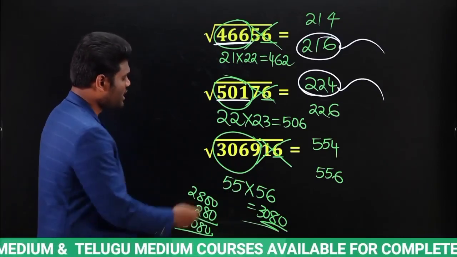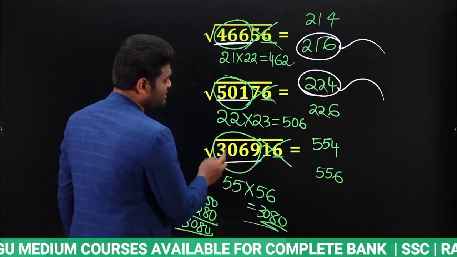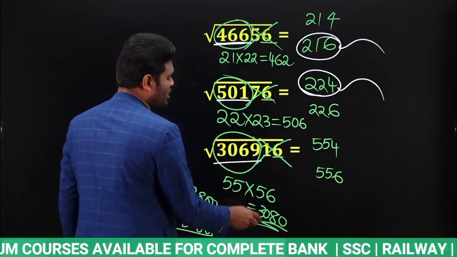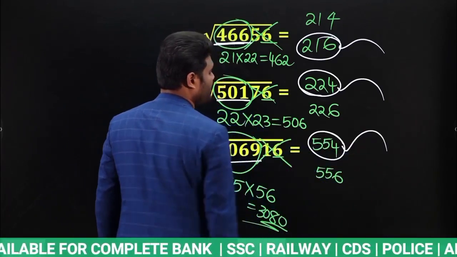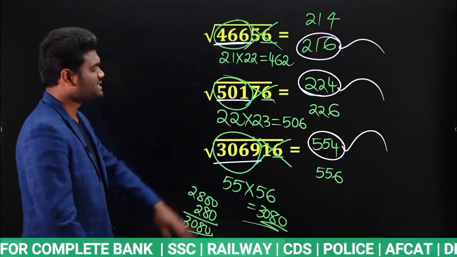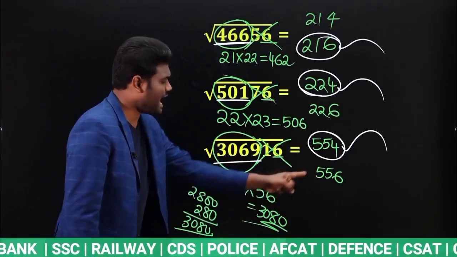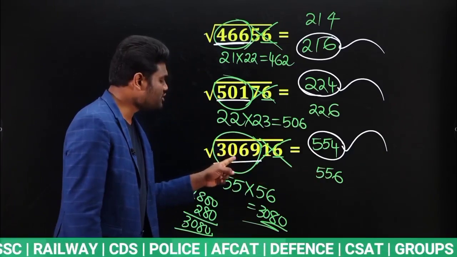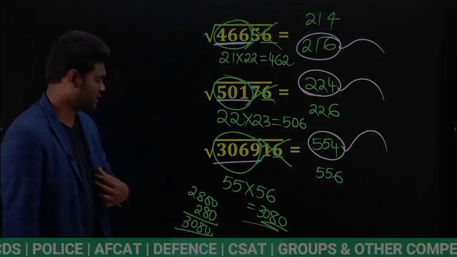Yes or no? 3080. Now observe, this is 3069. 3069 is less than 3080. As this is lesser, we need a small value. Small value means it is going to be 554. So the answer for this question will be 554. If this is a bigger value than this, our value is a bigger one. As our value is small, we need to take the smaller one. So the smaller one is nothing but 554. Is that clear?